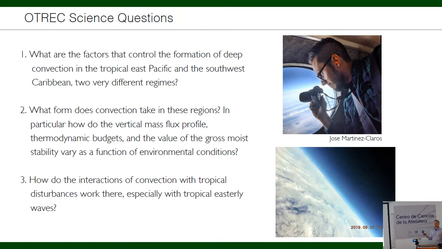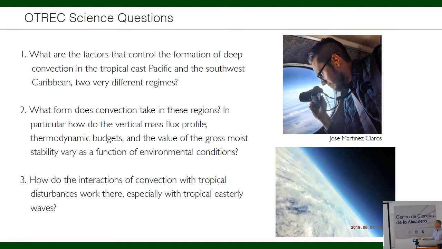Okay, so the overall science questions are, one, what are the factors that control the formation of deep convection in the tropical East Pacific and Southwest Caribbean, given that these are two very different regimes. East Pacific tends to be more convective. Caribbean side is more dominated by the Caribbean low-level jet. What form does convection take in these two regions? In particular, how do the vertical mass flux profiles and energy budgets vary as a function of environmental conditions? I noted uncertainty in the vertical velocity profile, for example, and how easterly waves interact with the Papagayo Jet.